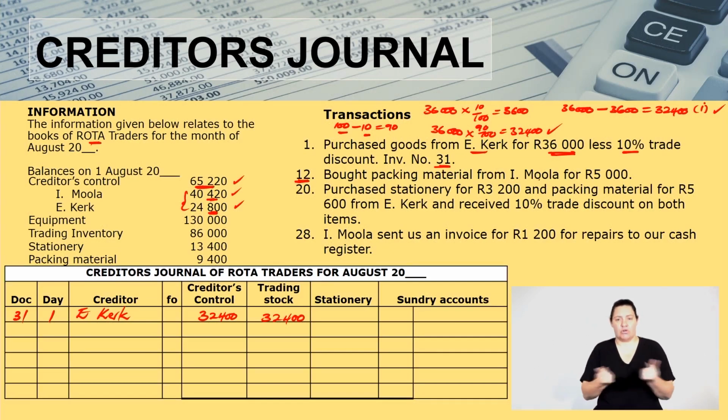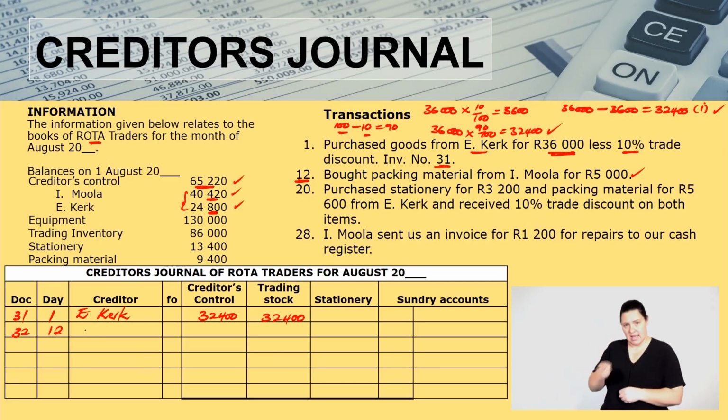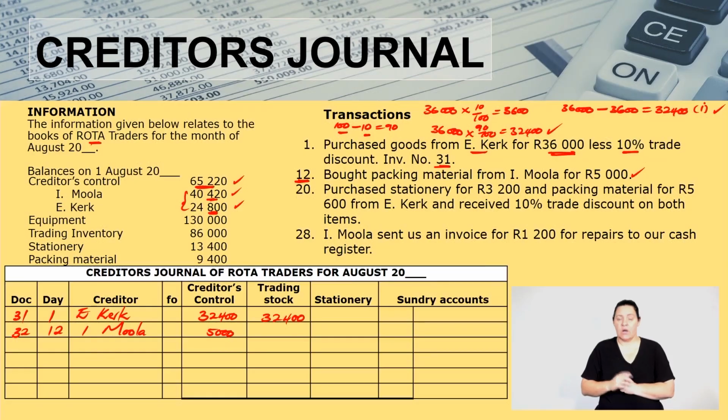Let's quickly go to the next one on the 12th. Bought packing materials from I. Muller, 5,000. So document number 32, day on the 12th, the creditor, it is I. Muller. And then how much did we buy the goods for? 5,000. What did we buy? Packing materials. So I will not bring it under trading stock, neither will it come under stationery, but it will come to my sundry accounts. How much is that amount? 5,000. What is the 5,000 for? It is for your packing materials. All right, I'm just going to say packing mat.